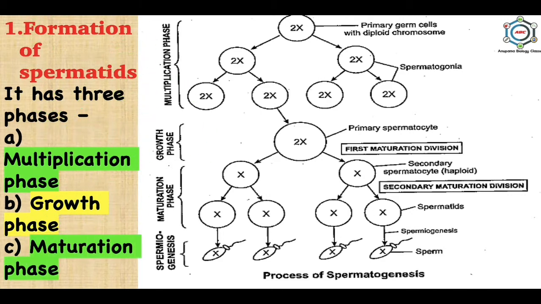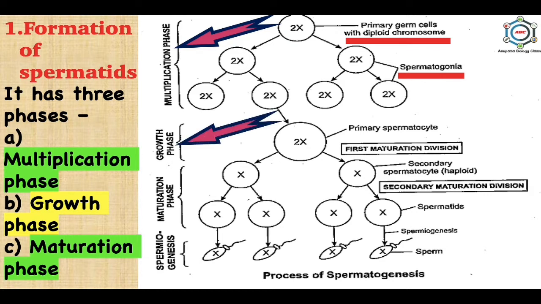So in this picture you can see the first, that is the multiplication phase. Here at maturity, the primordial germ cells divide by mitosis to produce a large number of spermatogonia. And these spermatogonia have prominent nuclei that contain the diploid number of chromosomes. Like in humans, 23 pairs of chromosomes are present, it means 46 chromosomes in number. Now, spermatogonia increase their number by repeated mitotic divisions with the same number of chromosomes and also provide growth of the testes during early life of the animal.